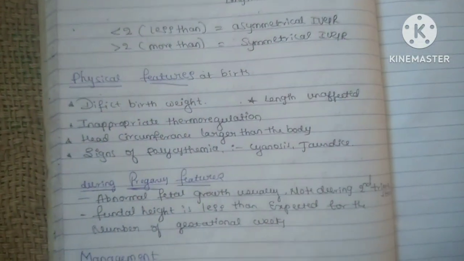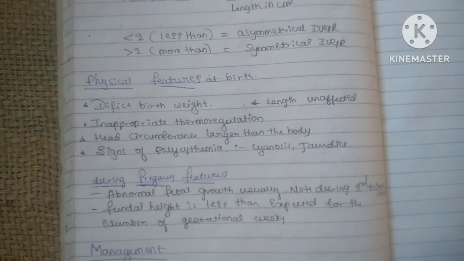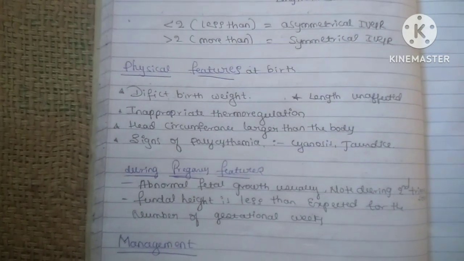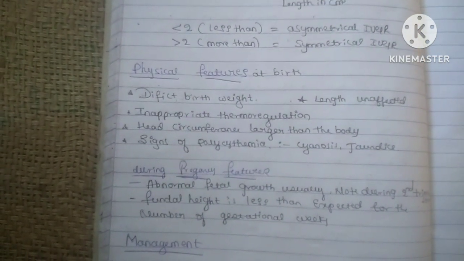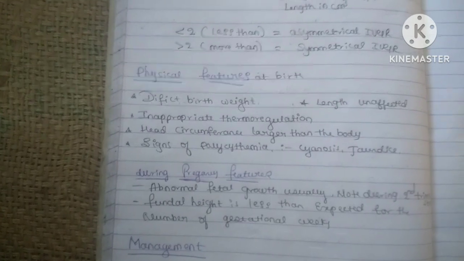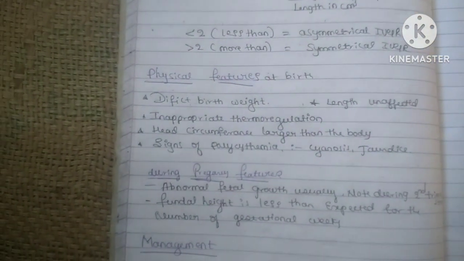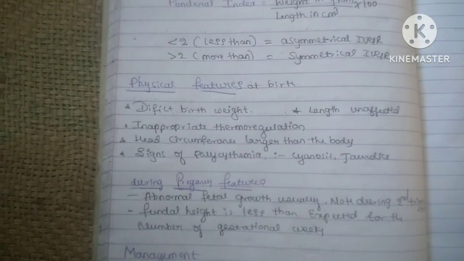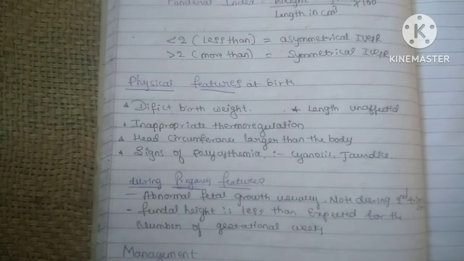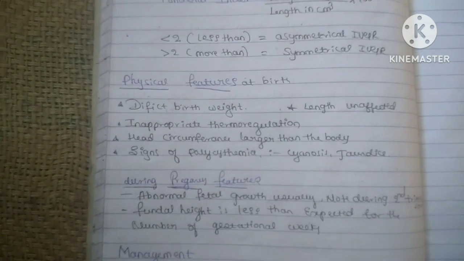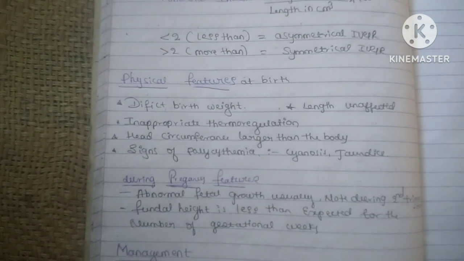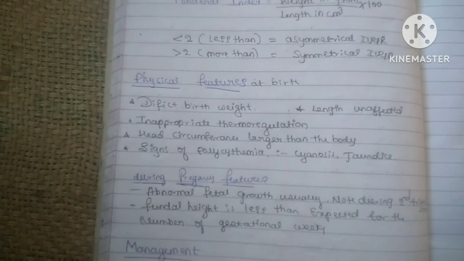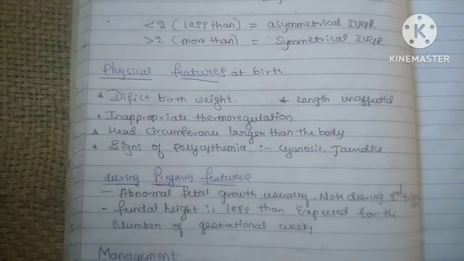Next are the physical features at birth. What are the features at birth? The defect in birth weight is most common in intrauterine growth retardation, while the length will be unaffected. Thermoregulation is affected, so there may be hypothermia or hyperthermia. The head circumference is larger than the body, which is the main physical feature. There are signs of polycythemia, with more RBC production by the bone marrow, and cyanosis. We can also see jaundice in intrauterine growth retardation.